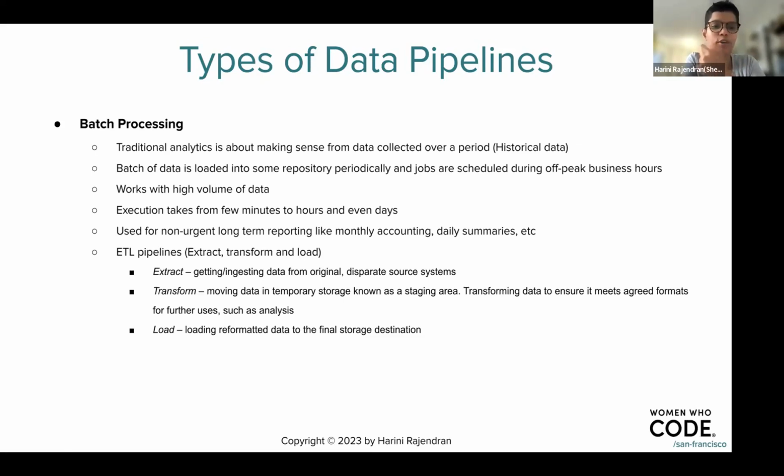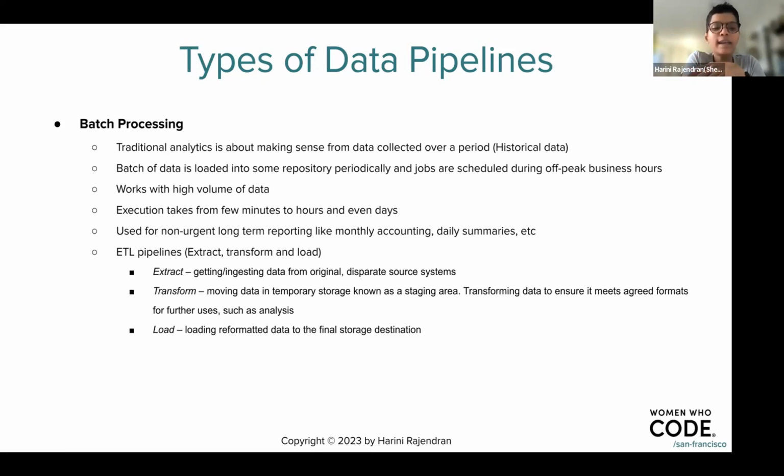ETL stands for extract, transform, and load, where each phase represents a certain aspect of the data pipeline. The extract phase is where you get data from all these different data sources that we saw earlier. And then the transform stage is when all this data collected from the different data sources is loaded into some temporary staging area, like a software, where it does all the transformation that's needed.